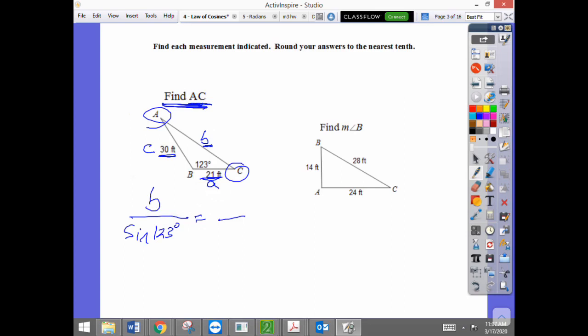When I look over here at the next one, find the angle measure B. Again, for angle B, that angle right there, I would put sine of B over its opposite side, which is 24. But then again, I don't know these other two angles, and I have no other way to figure it out. So we can't use the law of sines to do this.